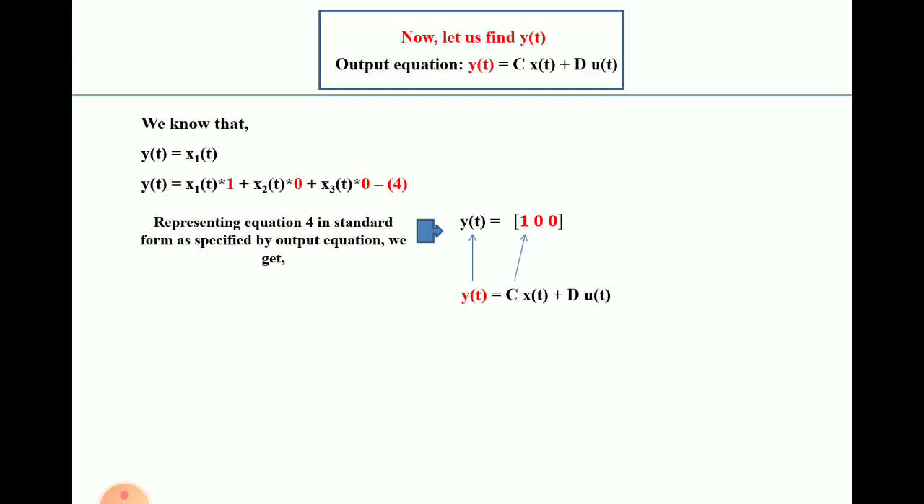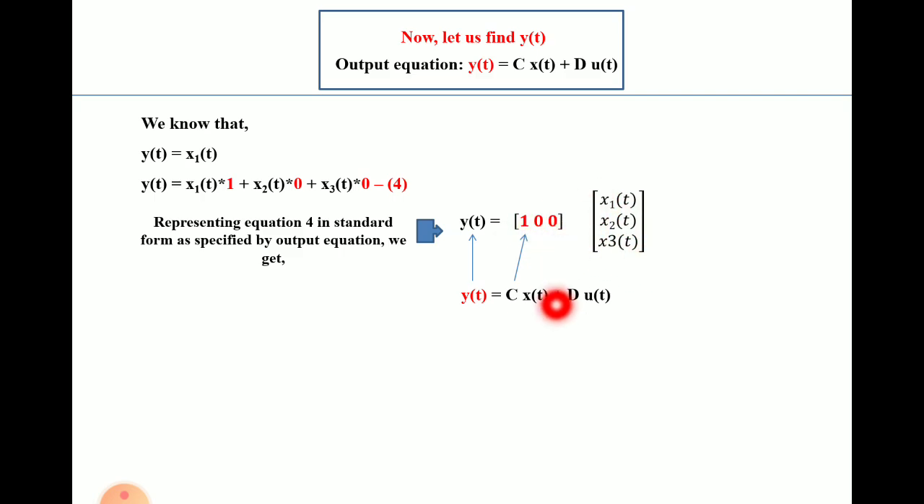This is our C matrix. Again, x of t means all the three state variables represented as x1, x2, x3, that is x of t. Now in case you are wondering what is C, here C is associated with what? X of t, right? That means C is a coefficient matrix which consists of the coefficients of x1, x2 and x3 in our output equation y of t. Here you can observe y of t is x1 of t. So the coefficient of x1 is 1, coefficient of x2 is 0, coefficient of x3 is 0.